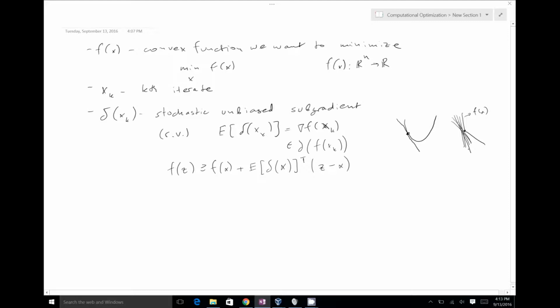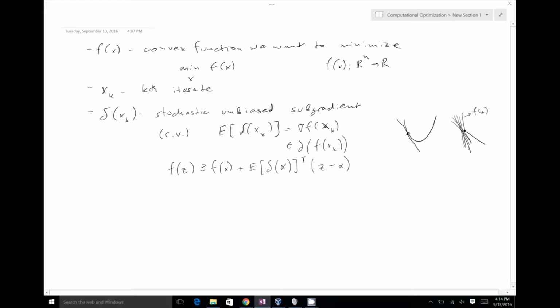So for continuous functions, a subgradient is pretty much the same as a gradient. But when we have kinks or non-differentiable functions, we might have many vectors in this subgradient set. But anyway, that's the property we want: we get an underestimate of the function if we walk in the subgradient direction.